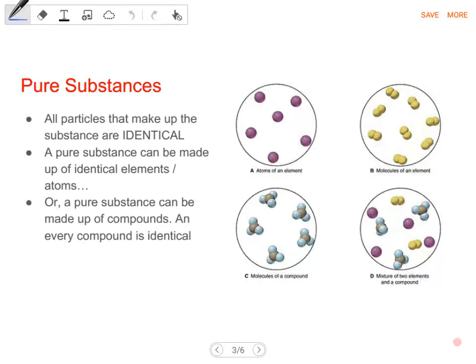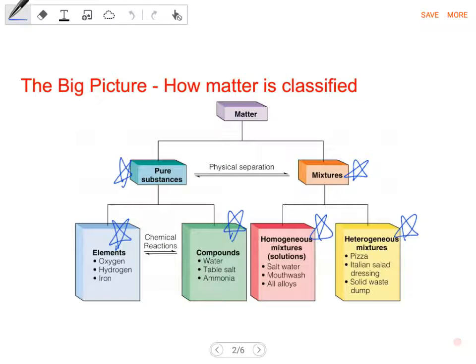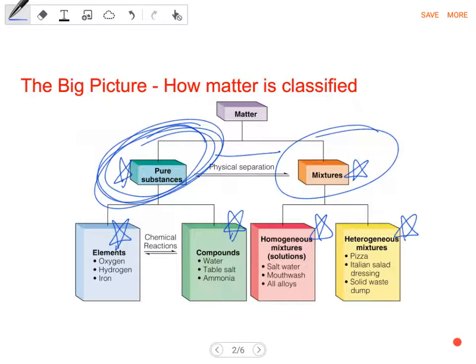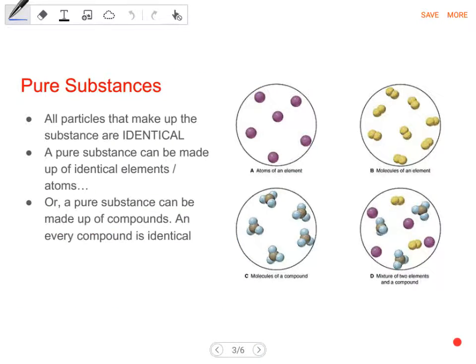Now, a pure substance. That was on the left-hand side, right here. So what you're trying to think of right now is, why is a pure substance different than a mixture? A pure substance is something that has identical particles. Now this doesn't mean that it has to all be one type of element. It could be a piece of matter made up of compounds, but every compound is identical. So if you look right here, this would be a pure substance made of compounds.